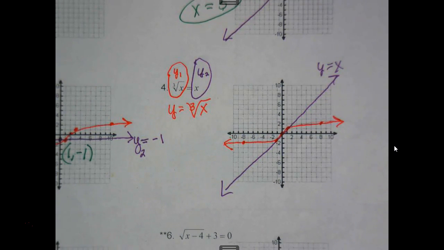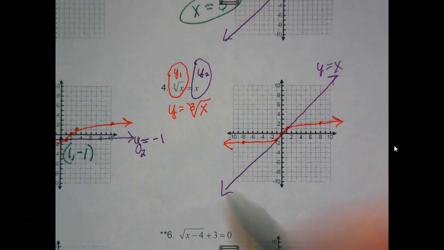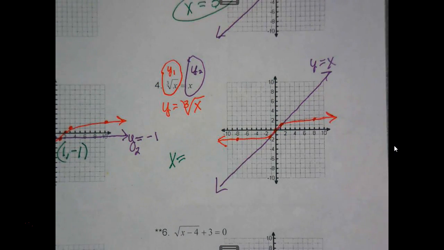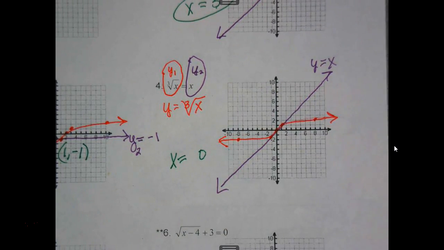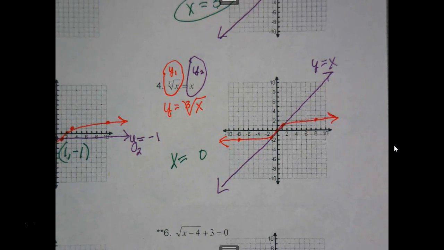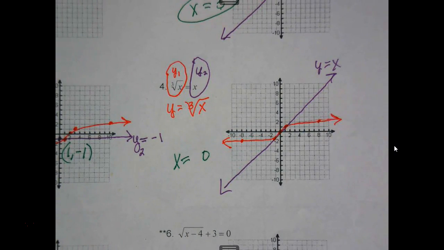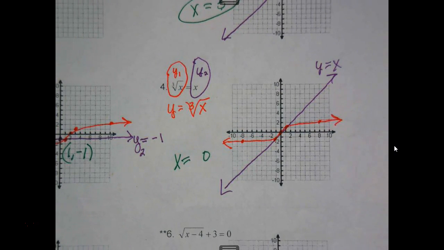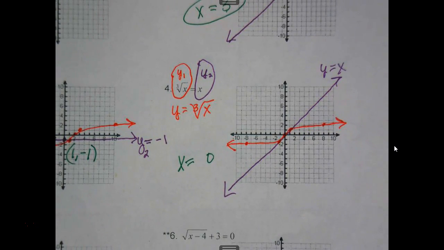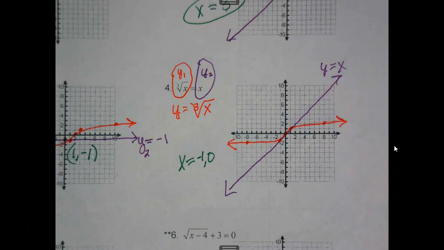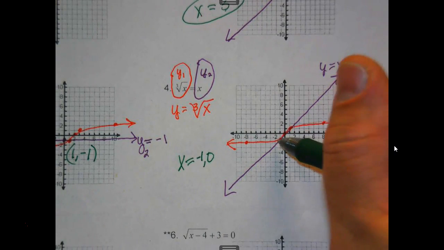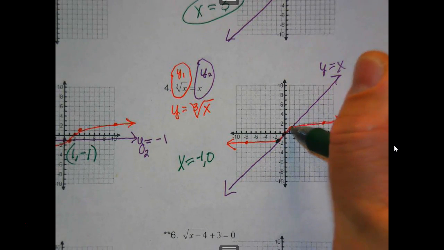Okay, what do you think my solution is? Anybody? 0 is one of them. I did not hear you. I told you I was partially deaf. -1. What else? Anything else? Well, they intersect here, here, and here: 0, -1, and 1.